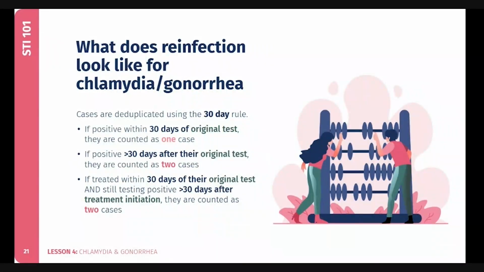We deduplicate cases of chlamydia and gonorrhea using the 30-day rule, which means if someone is still testing positive within 30 days of their original test, we do not consider them reinfected and we only count them as one case. If, however, someone tests positive more than 30 days after their infection for surveillance, they are considered reinfected and counted as two cases, even if they never received treatment for their original infection.